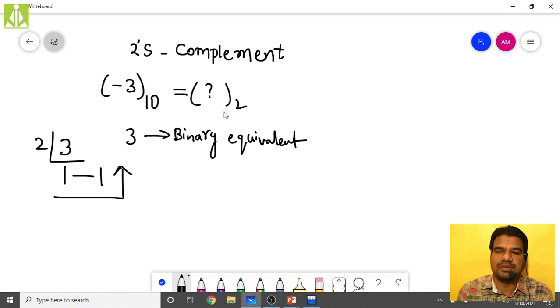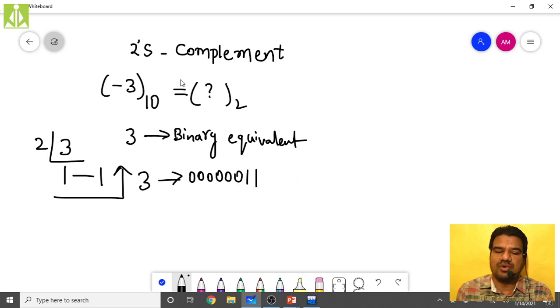That number we have to represent in 8 bits. So when you are getting 1 1, the remaining 6 bits you have to put zeros. Okay, so 3 in binary will be 1 2 3 4 5 6, six zeros followed by 1 1. So this is the binary equivalent for 3.